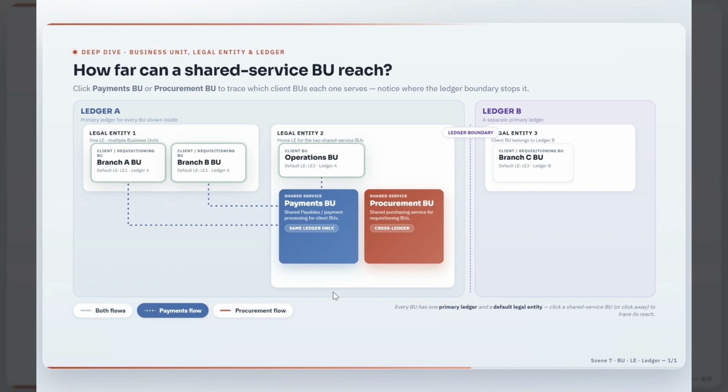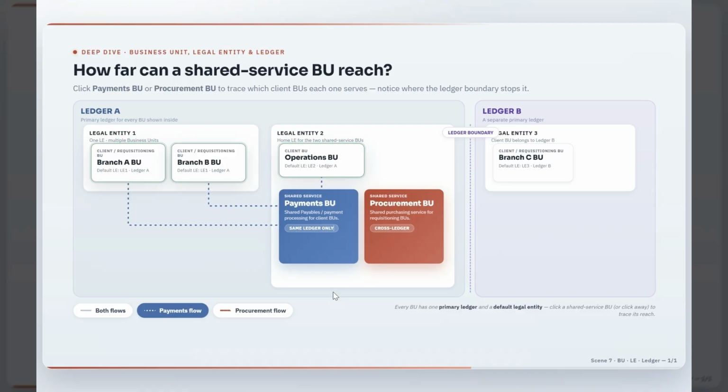In Oracle terminology, the service provider performs the payables payment function for client BUs that perform payables invoicing. We may casually call them client BUs, but the precise functional relationship is between the payables payment BU and the payables invoicing BUs it serves.